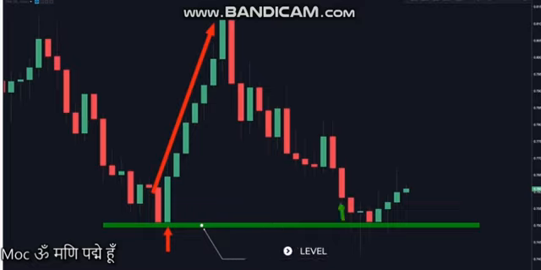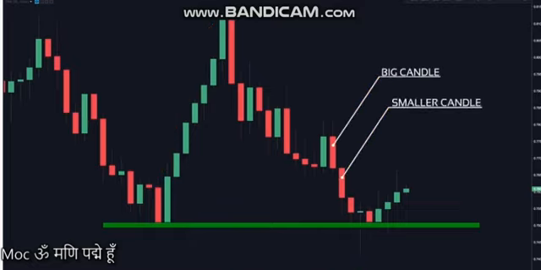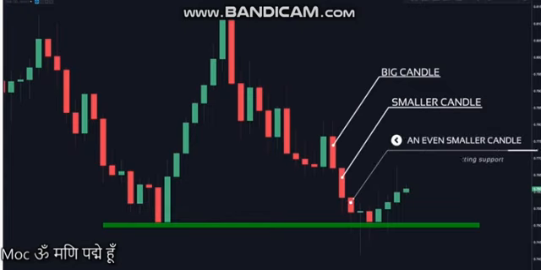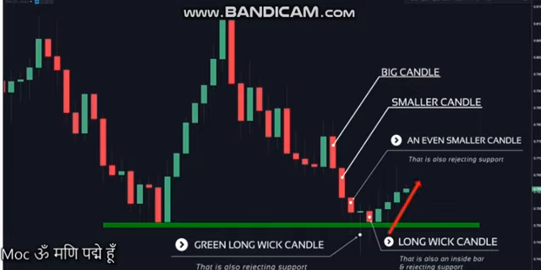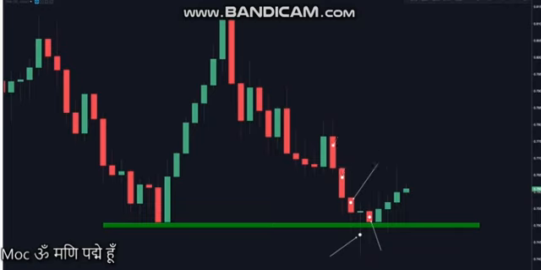So as price approaches this level again, we have a big candle, then a smaller candle, an even smaller candle, which is also rejecting support. And then we have this beautiful green long wick candle rejecting support. And then followed by another great inside bar candle rejecting support as well. And as you can see, price bounced upwards, which would have presented a great trade opportunity through the intraday timeframes.